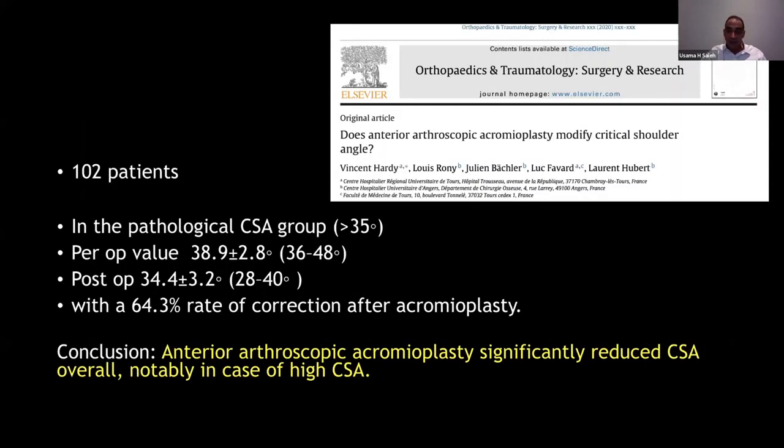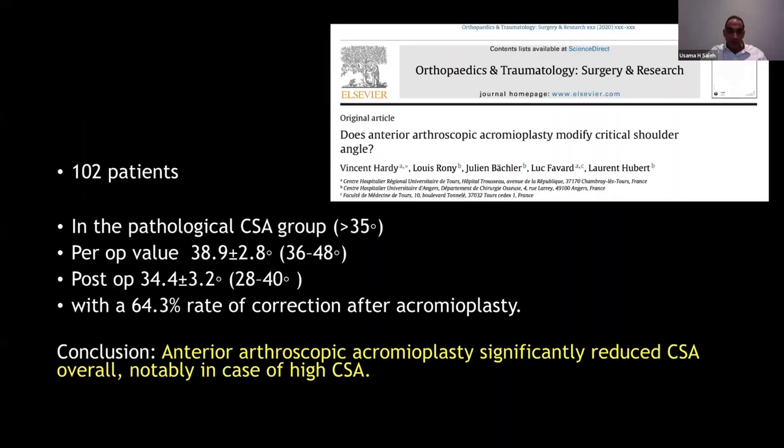The same came from France as well, the group of Luc Favard. They looked at their patients retrospectively and they found that the anterior arthroscopic acromioplasty, again, significantly reduced the overall critical shoulder angle as well.